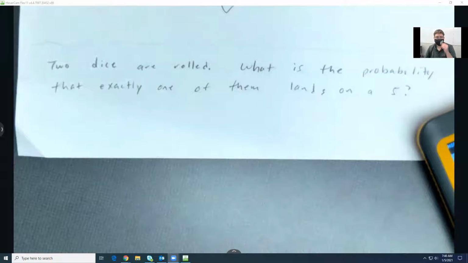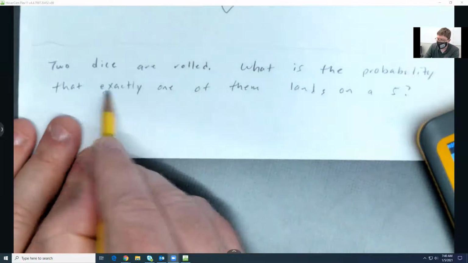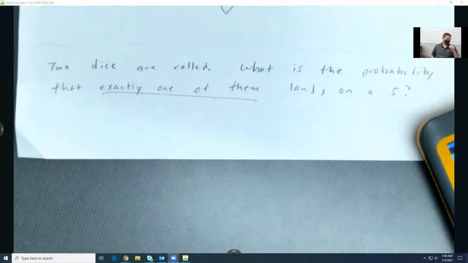So this last one here says 2 dice are rolled. What is the probability that exactly one of them, so this is kind of your clue here, lands on a 5?